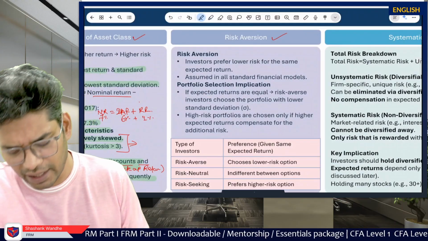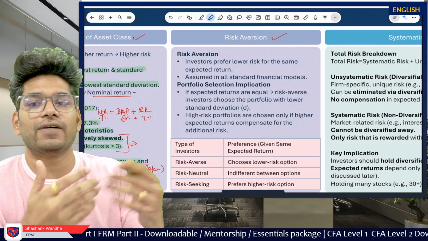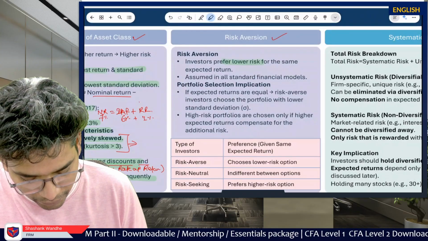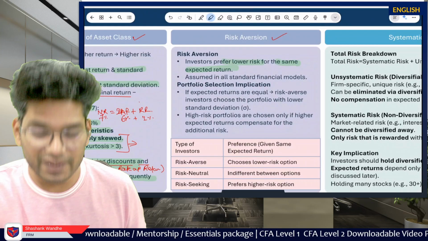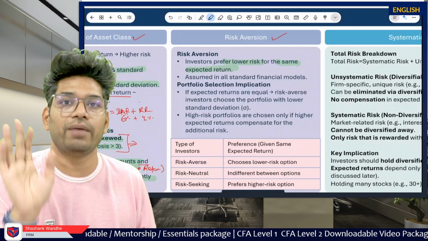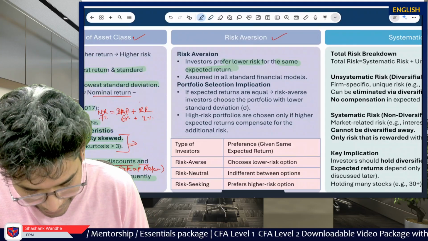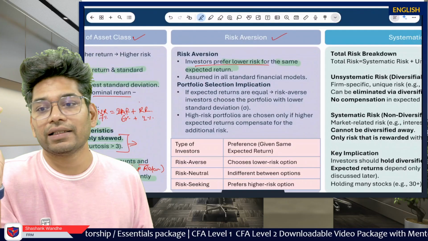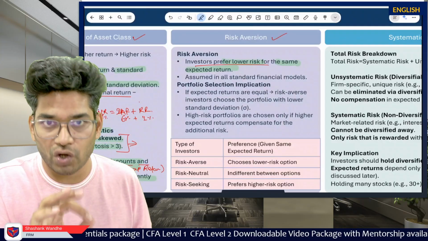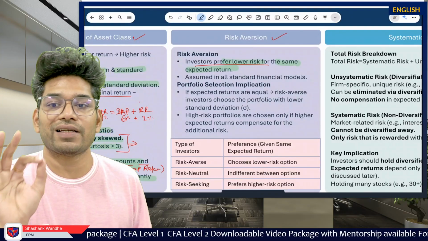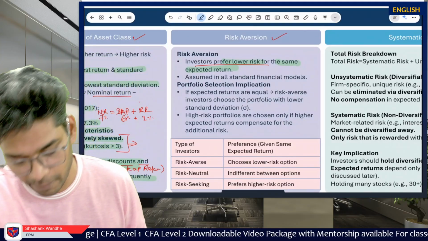Very simple. The risk averse investor will prefer the lower risk. Very obvious, but the key point here is: for the same expected return. This is very important. If you get a question in the examination which simply says that the risk averse investor prefers the lower risk, the statement is wrong. A risk averse investor prefers the lower risk for the same expected return.